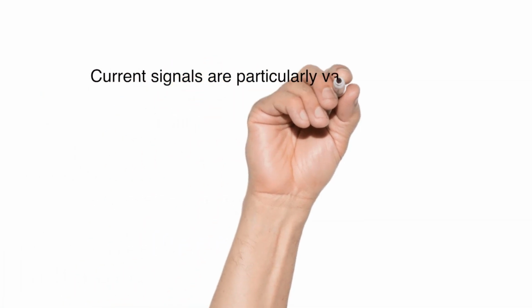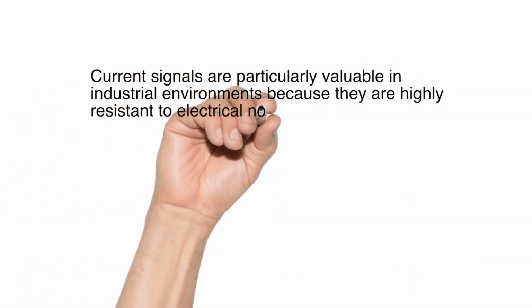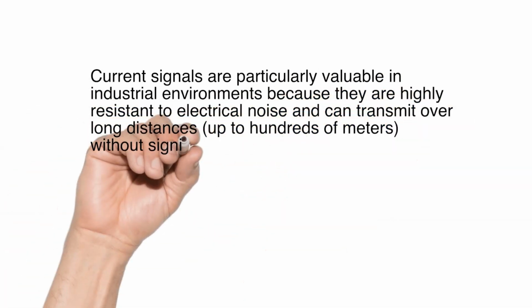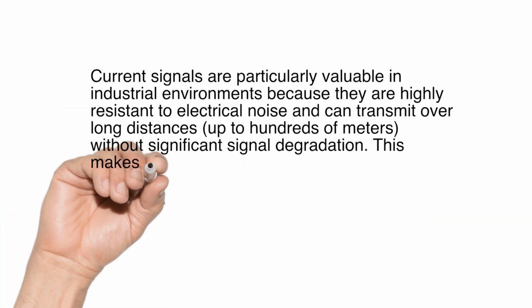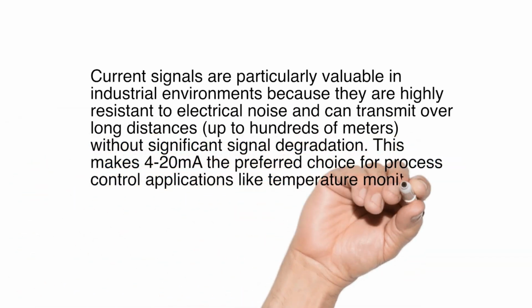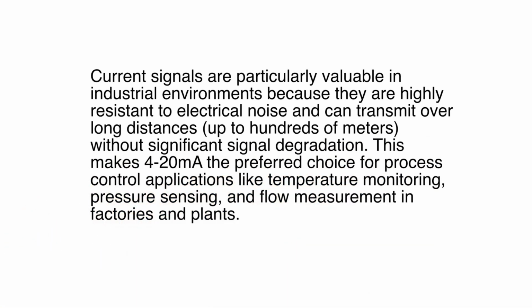Current signals are particularly valuable in industrial environments because they are highly resistant to electrical noise and can transmit over long distances, up to hundreds of meters, without significant signal degradation. This makes 4 to 20 milliamp the preferred choice for process control applications like temperature monitoring, pressure sensing, and flow measurement in factories and plants.